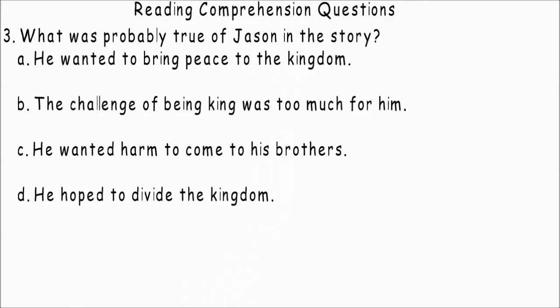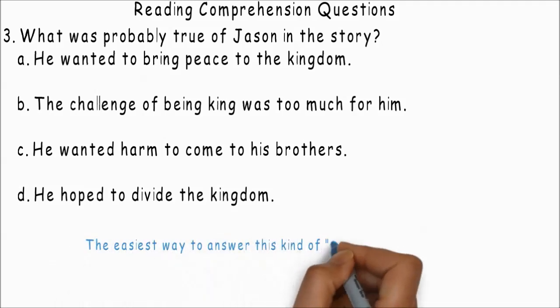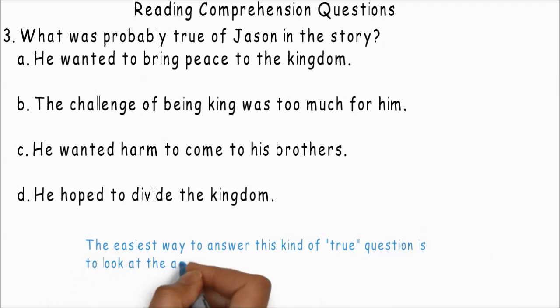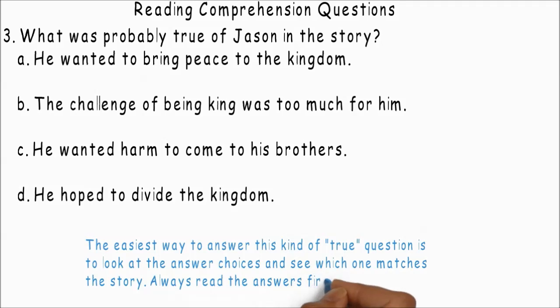Reading comprehension question number 3. What was probably true of Jason in the story? A, he wanted to bring peace to the kingdom. B, the challenge of being king was too much for him. C, he wanted harm to come to his brothers. D, he hoped to divide the kingdom. The easiest way to answer this kind of true question is to look at the answer choices and see which one matches the story. Always read the answers first.